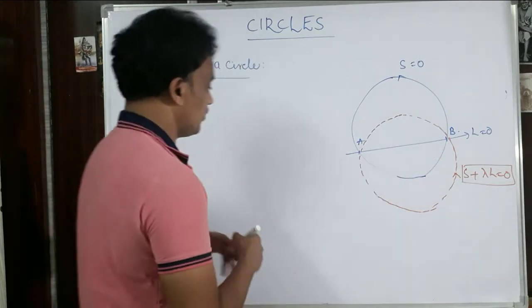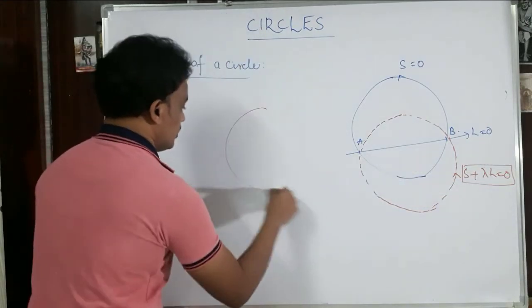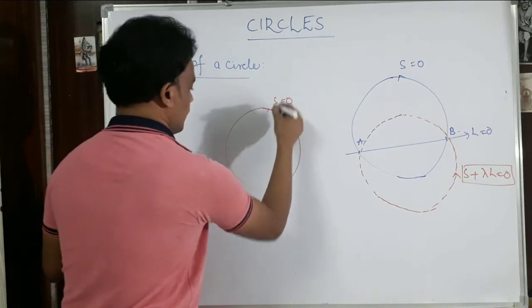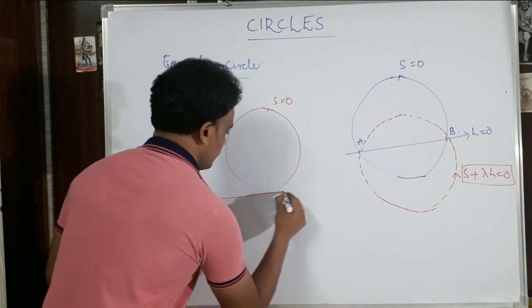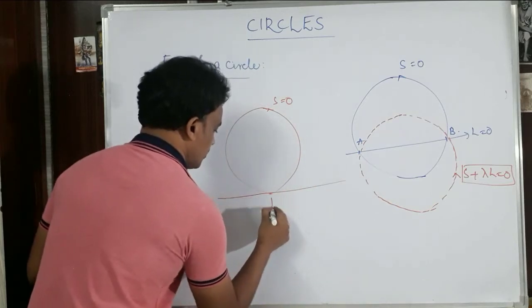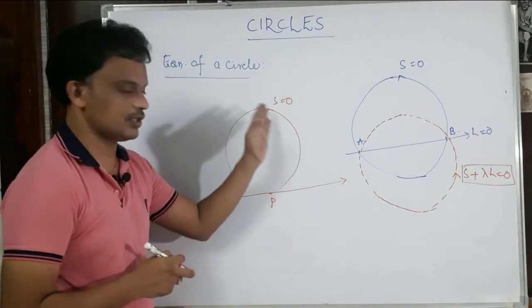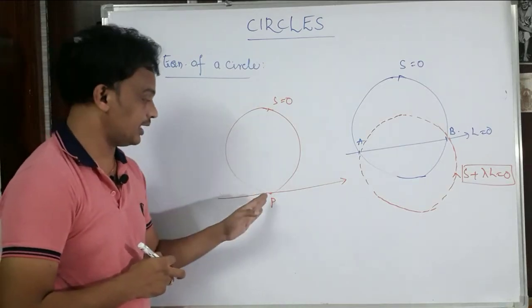Okay, and one more thing, same like this. One circle S equals 0 is given, and the line, and the point P. Then what is the equation of a circle which touches the line at the given point P?